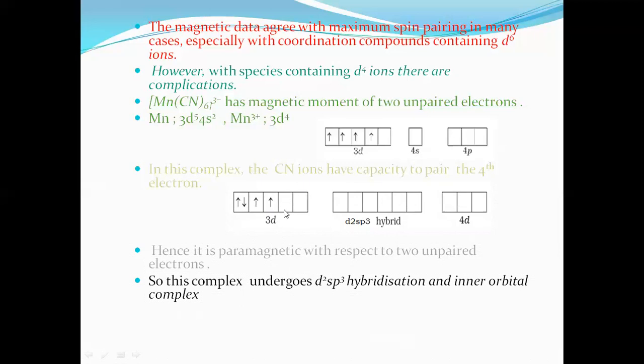Now there are two empty orbitals available, and six orbitals are required for hybridization. Therefore, these two orbitals are used for hybridization, forming d2sp3 hybridization, giving an inner orbital complex.